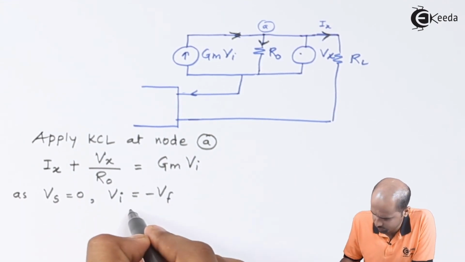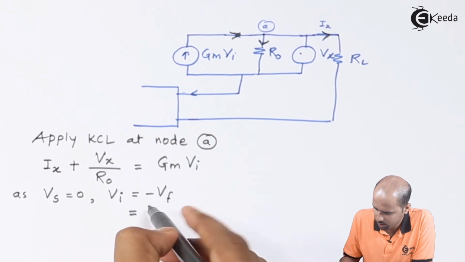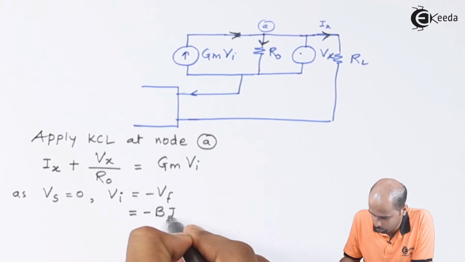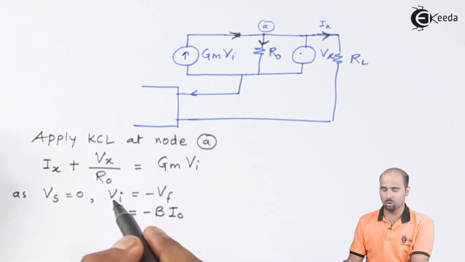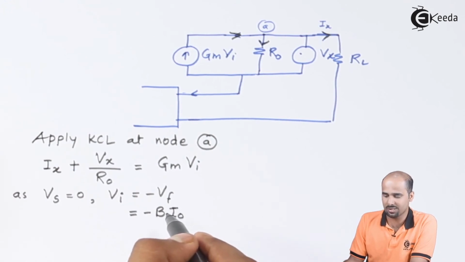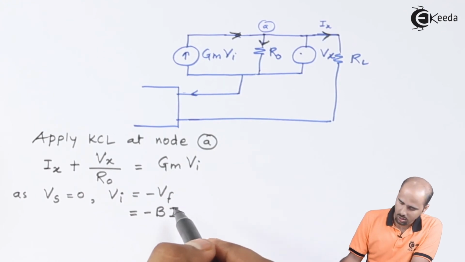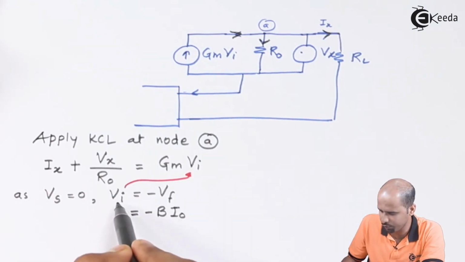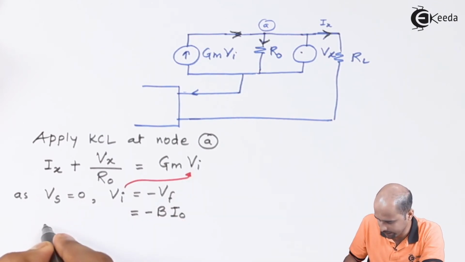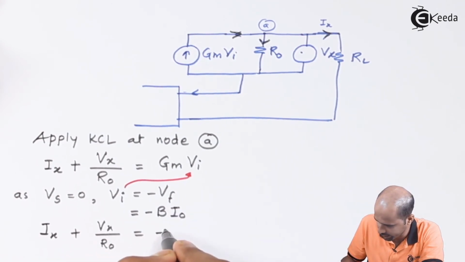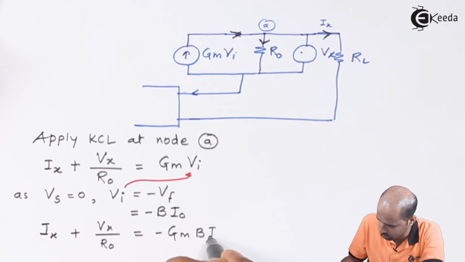If Vf is of minus sign, then what's the value of Vf? Vf is nothing but B into Io. And what's the value of Io? Io is nothing but the inverse of that of your Ix. So let's put this value of Vi in this particular equation. What will we be getting? Ix plus Vx divided by Ro is equal to minus Gm into B into Io.